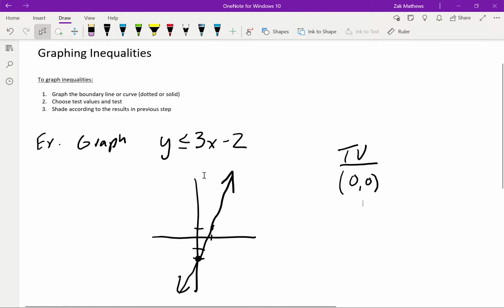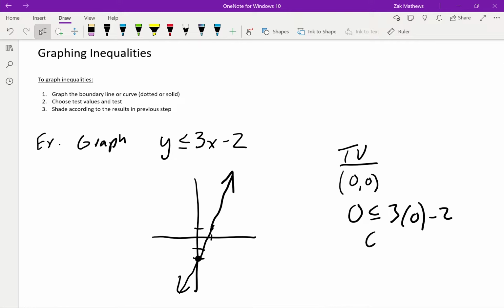So if we plug in 0, 0: 0 less than or equal to 3 times 0 minus 2. So we get 0 is less than or equal to negative 2. Is that a true statement? Absolutely not. That is false. And so 0, 0 is not working. That already leads me to believe I need to be shading this other portion.